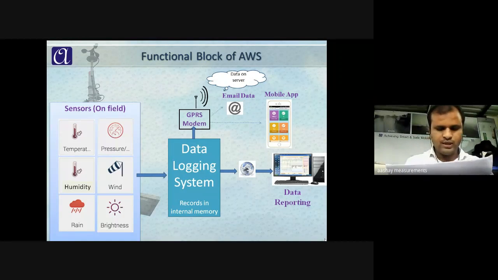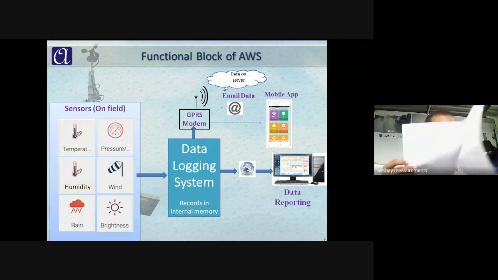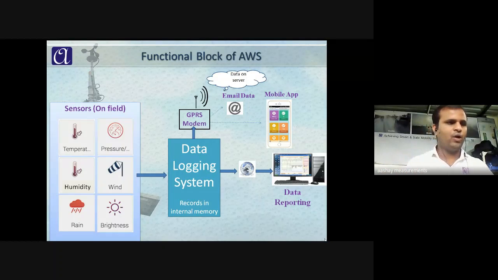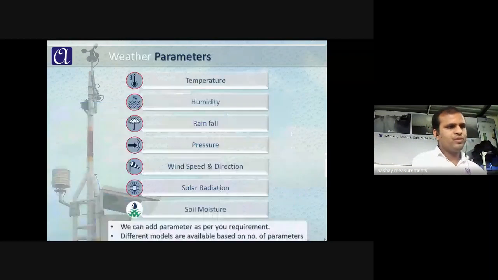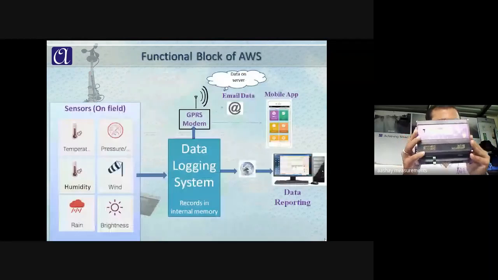And all these sensors and data loggers, all these components, as you have seen earlier in the picture of the weather station, are mounted on a tower with predefined heights and with proper enclosure. So now the next is the data logger. This is the data logger basically.